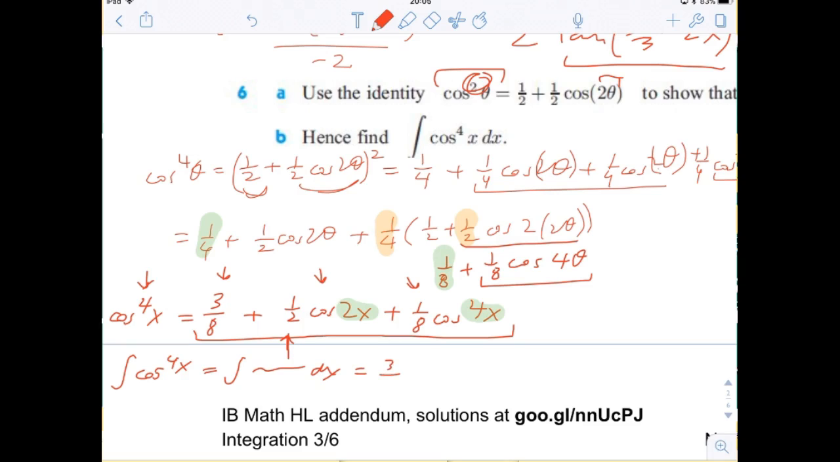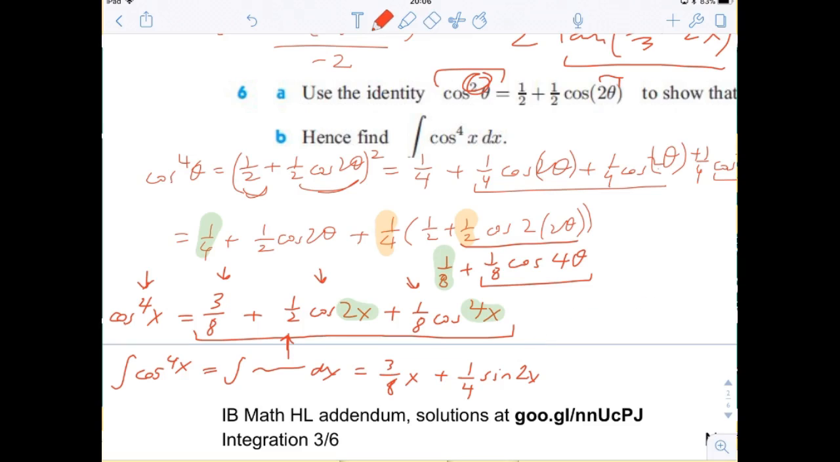So the integral of 3/8 is going to be 3/8x, right? The integral of 1/2 cosine 2x is going to be sine 2x, let's see, divided by 2. So I already have a coefficient of 1/2, so it'll be 1/4 instead. Let me check to make sure that's right. If I take the derivative of this, it would be 1/4 cosine 2x, and then the chain rule would put a 2 on the outside. It would give me 1. Yeah, that worked, okay?